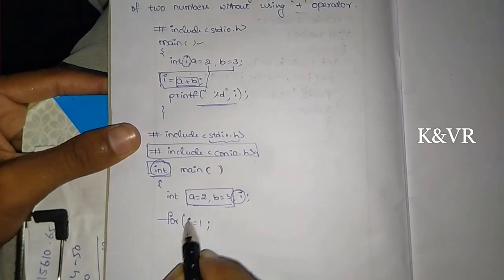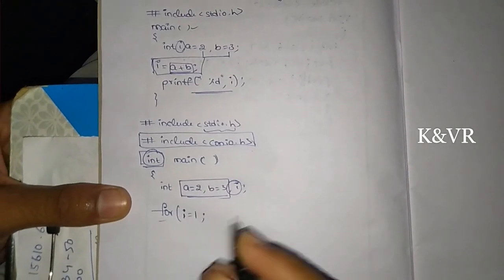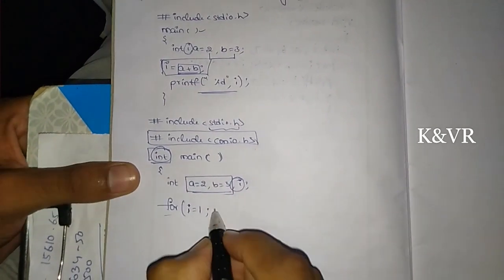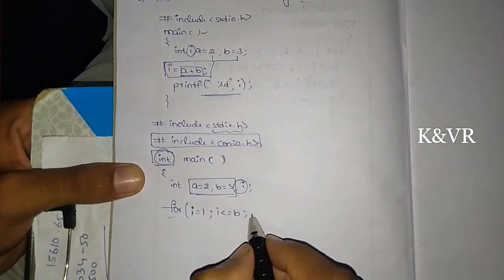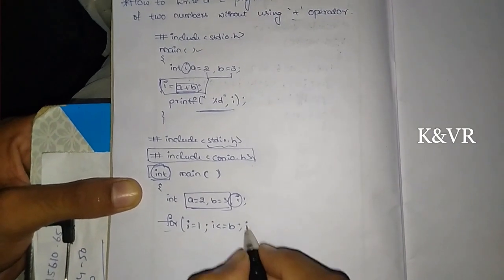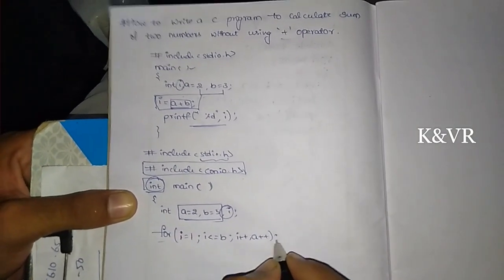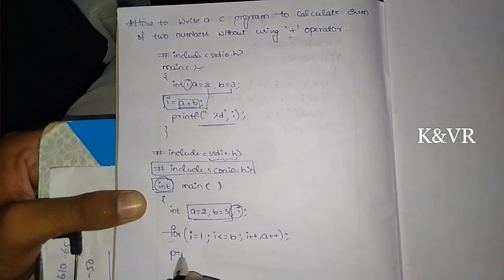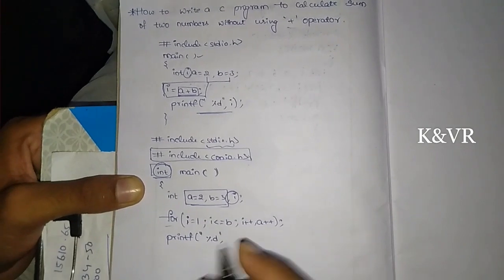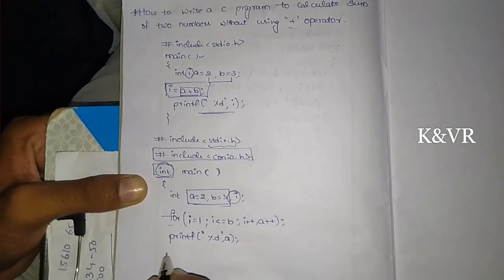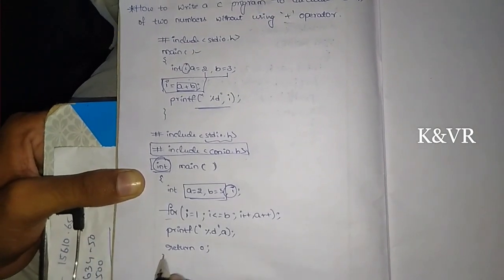Now I am using i as an iterative variable for this for loop. Initially I am initializing it to 1 and writing the condition, look at it carefully, and the iterative statement. And now I am printing the result, %d comma a, return 0. I am closing the main function.